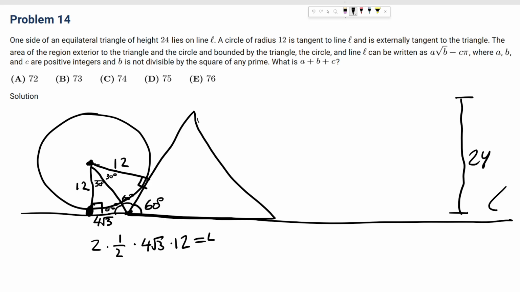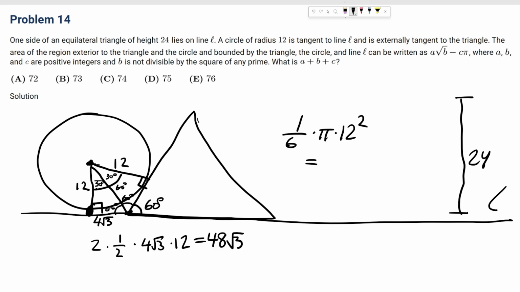And this is just equal to 48 root 3. But now we have to subtract the portion of the circle. But we can see that since these two are both 30 degrees, this big angle right here is 60 degrees. So that means that the area of the part of the circle is going to be 1/6 of the whole area of the circle. And since the radius is 12, we're going to take pi r squared divided by 6.